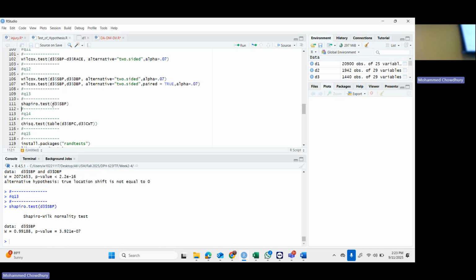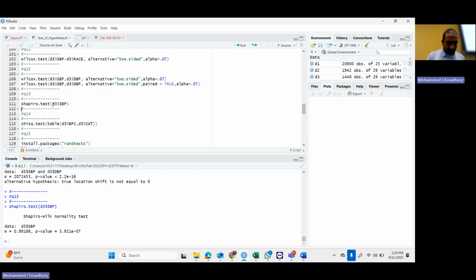But how can I test it numerically? That test is known as the Shapiro-Wilk test. Shapiro-Wilk test, p-value less than 0.5. That means SBP is not normally distributed. Understand? Clear, right? I have provided you a document. If you are stuck with anything, please read the document. That document makes your life easy.